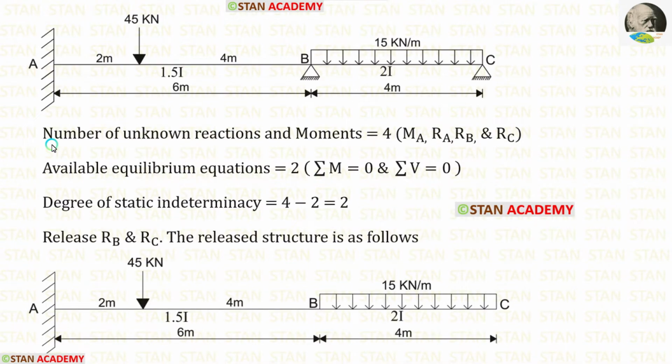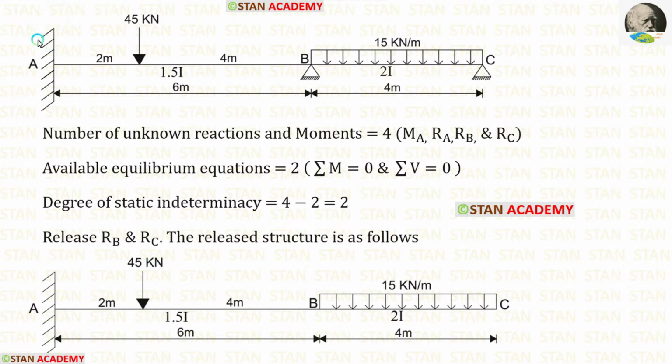Now let us find the degree of static indeterminacy. In this beam, the number of unknown reactions and moments is 4. They are MA, RA, RB and RC. The available equilibrium equations are 2. Sigma m is 0 and sigma v is 0. The degree of static indeterminacy is 4 minus 2. We will get 2. Let us release RB and RC.